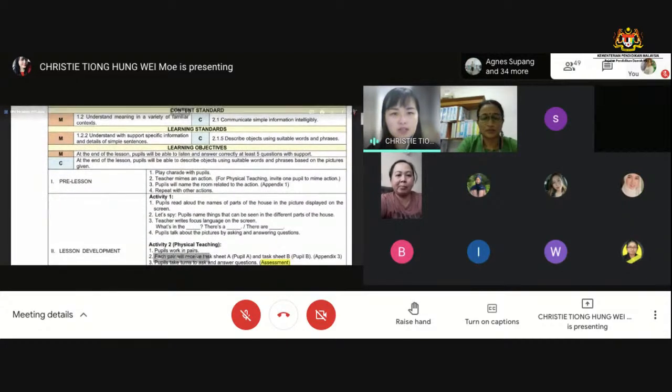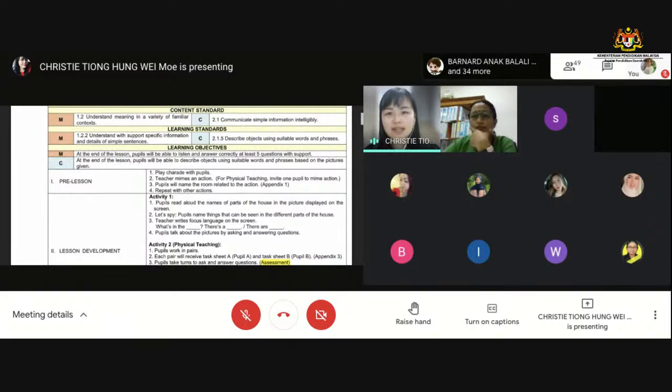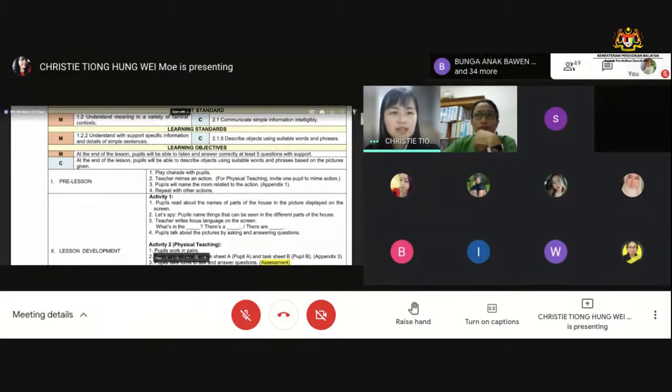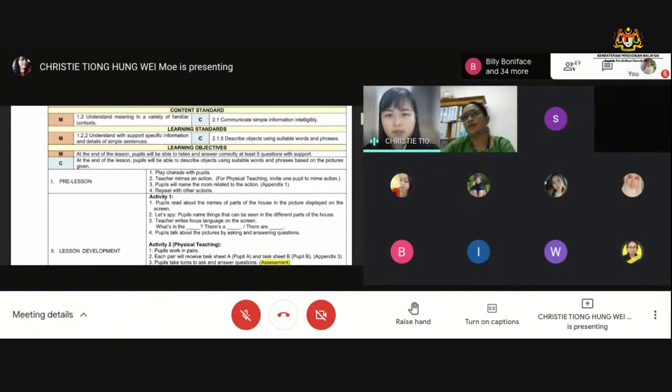And my learning objectives: the main learning objective is that at the end of the lesson, pupils will be able to listen and answer correctly at least 5 questions with support. And for the complementary learning objective, at the end of the lesson, pupils will be able to describe objects using suitable words and phrases based on the pictures given.